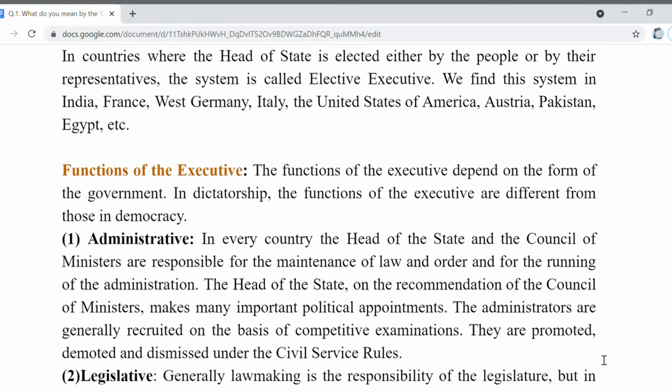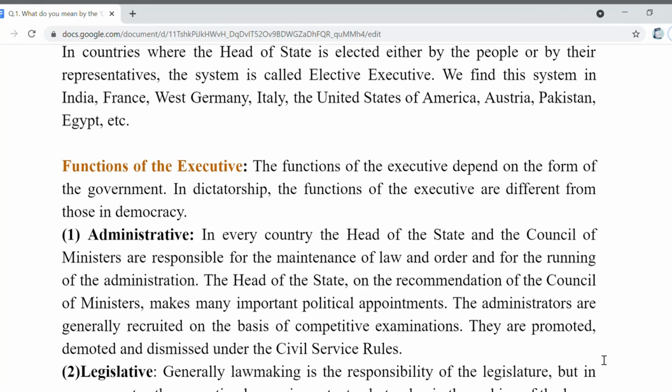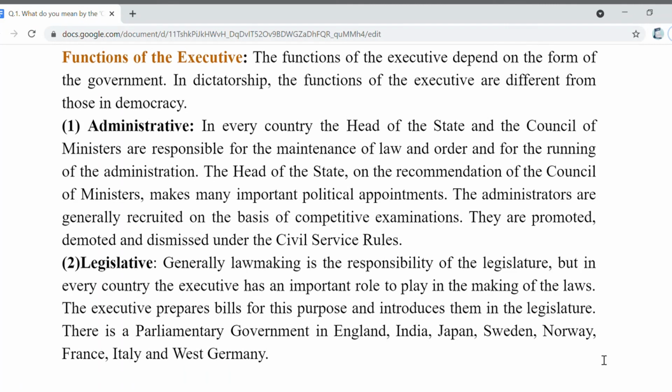Function of the executives. Here are the functions कि executive के क्या functions हैं. Administrative: कि in every country जो head of the state होता है, council of ministers होते हैं, they are responsible for the maintenance of law and order.